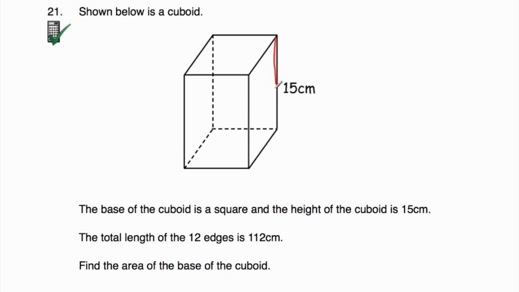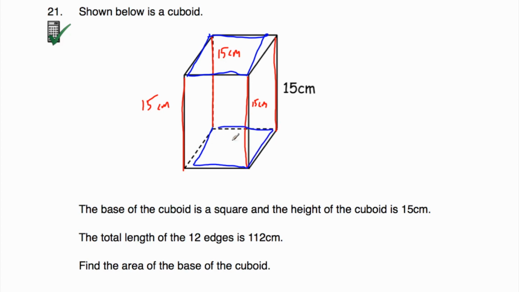So that means that this edge has got a length of 15 centimeters. Well, that also means that that edge would have a length of 15 centimeters, that edge would have a length of 15 centimeters, and that edge at the back would have a length of 15 centimeters. So we've got the length of 4 of the edges, but we've also got 8 left. 1, 2, 3, 4, 5, 6, 7, 8.